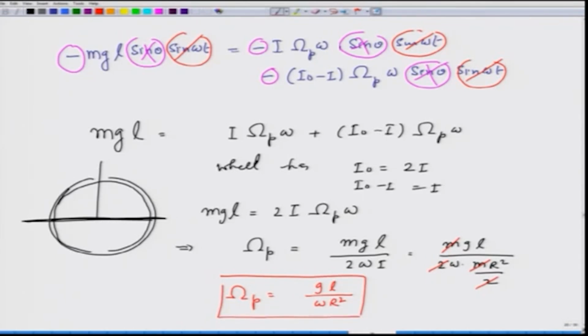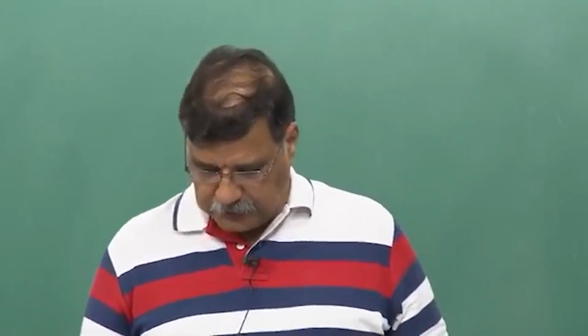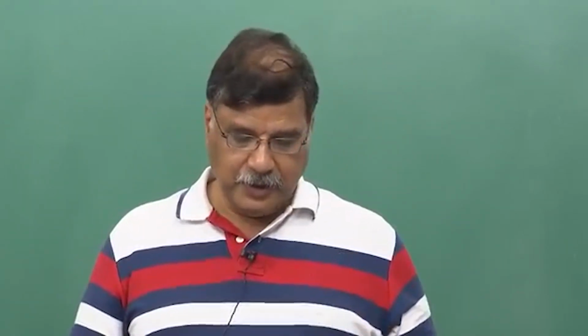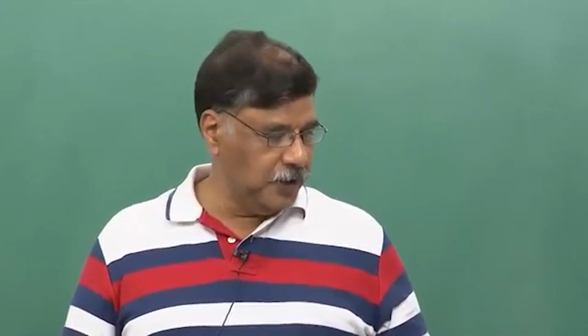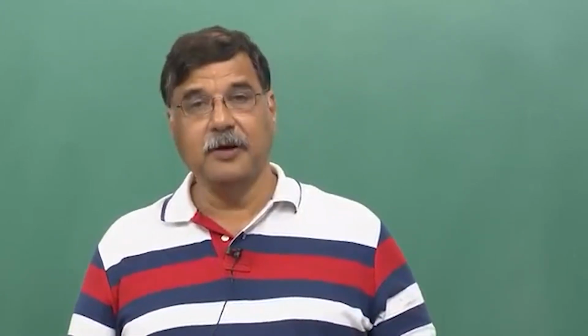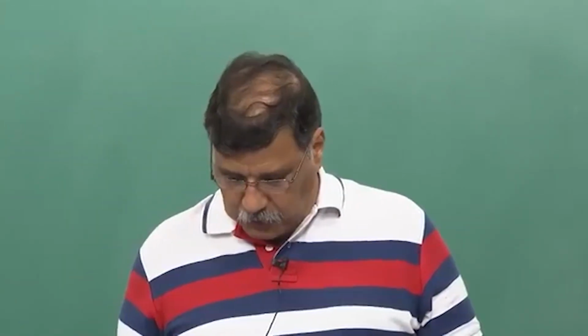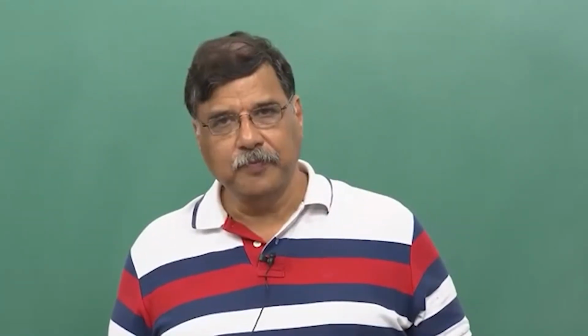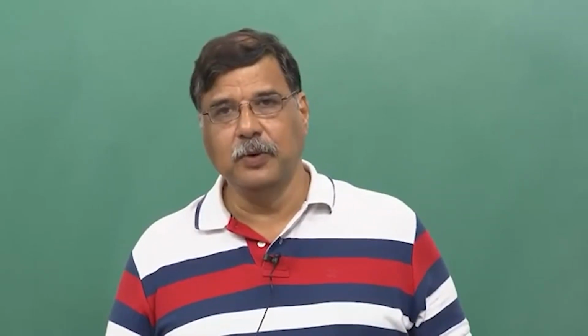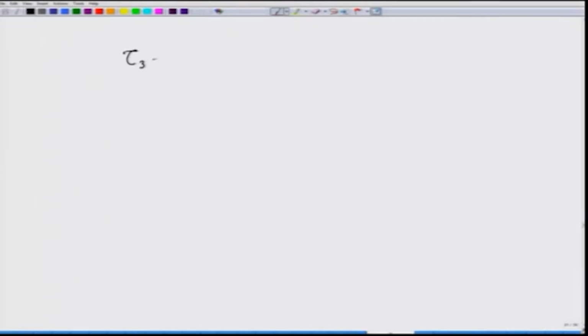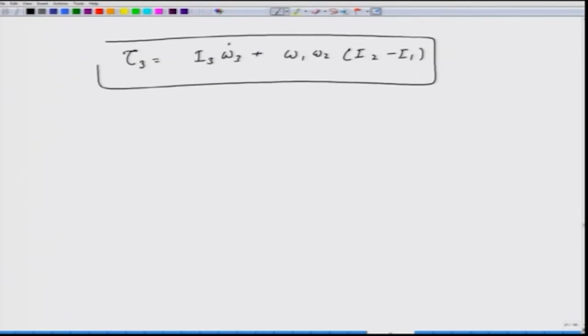So, again you see, while doing this problem, what we did was take explicit care of saying how the principal axes are rotating, and therefore omega, the component along them, had a time dependence. I will leave it for you to get the same answer by considering tau 3 and writing tau 3 equals I 3 omega 3 dot. So, let me just write this. I will leave it for you to write tau 3, which is I 3 omega 3 dot plus omega 1 omega 2 times I 2 minus I 1, and get the same answer.